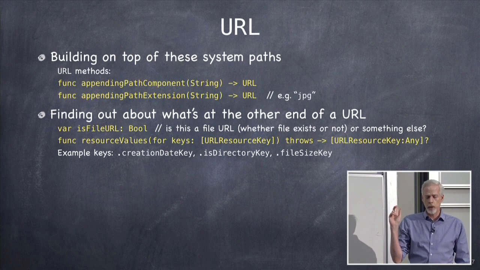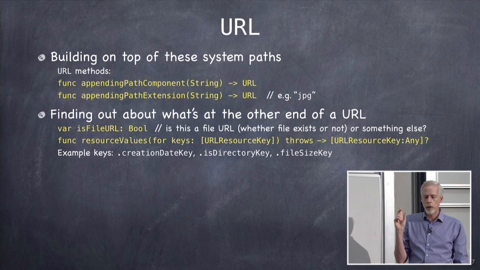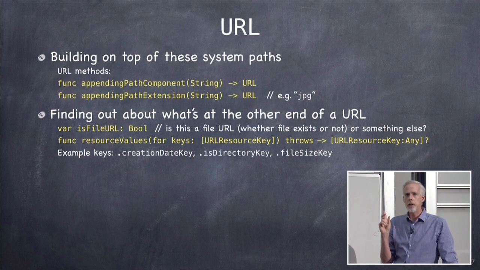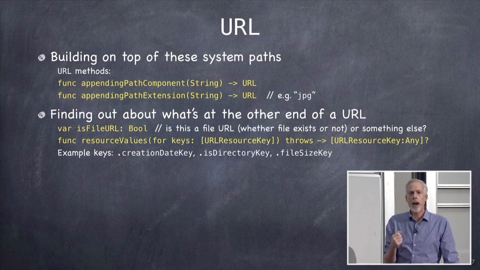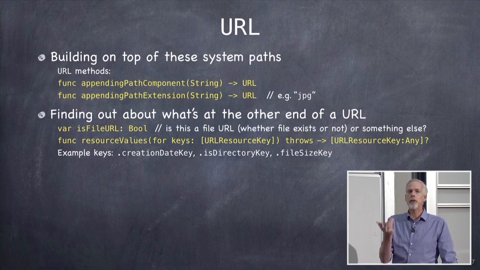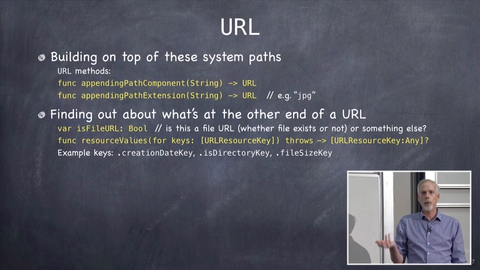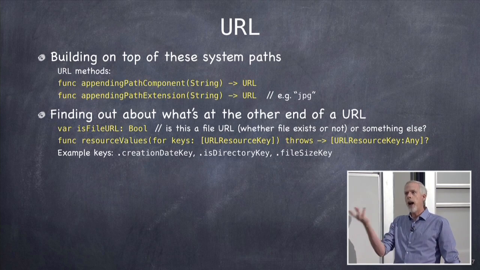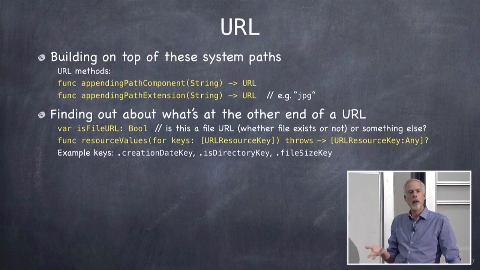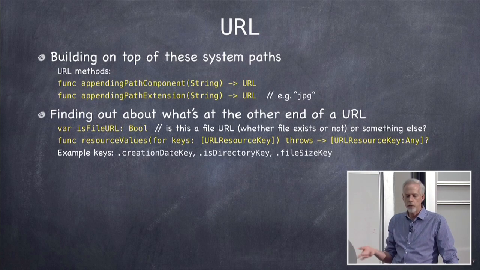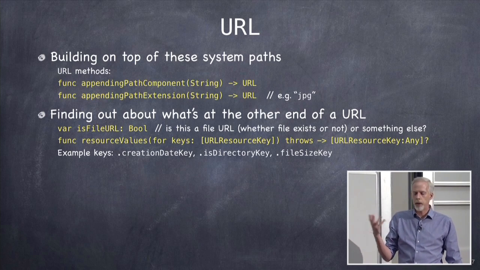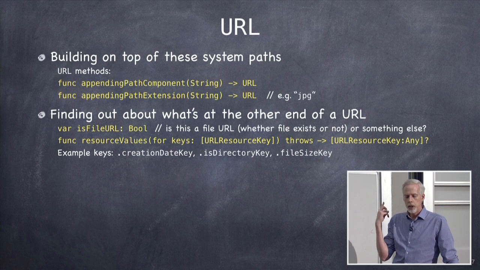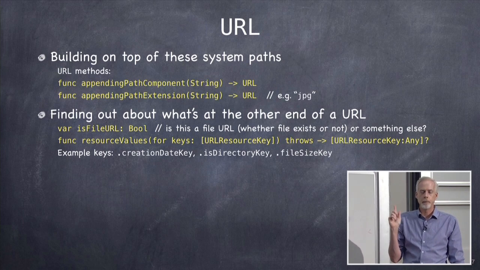A really powerful method in URL is resourceValues(forKeys:). You give it an array of keys that are attributes of files, like the file size or the file's creation date or whatever. And it will return a dictionary with those keys and the values for the file that the URL is pointing to. So that's how you can find out the size of a file or the creation date or whether it's a directory, things like that. Notice that this thing throws. So be careful here. You have to do this in a try.